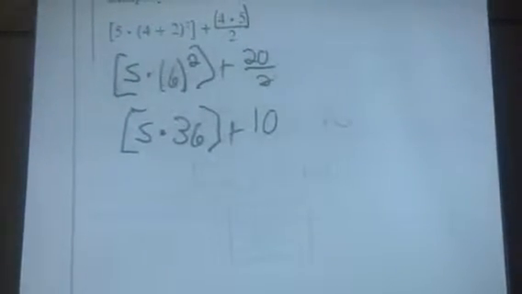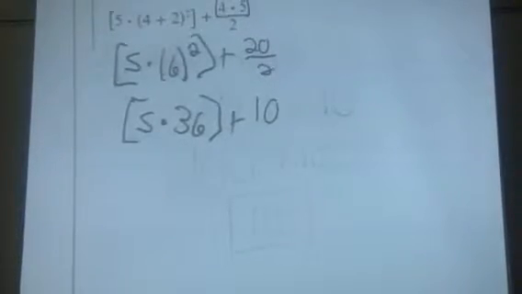Let's bring down the 5 times 6 squared, which is 36, plus, I'm going to go ahead and evaluate that since it's a totally separate term. 20 over 2 is 10. Alright, now all I've got to do is multiply this 5. What's wrong about that? Yeah, something about that's not right. Let me do this one again.